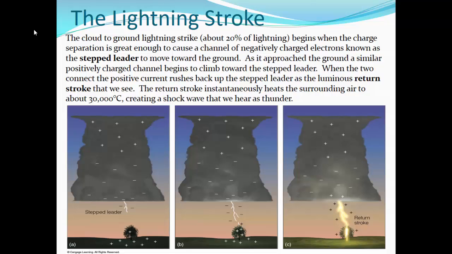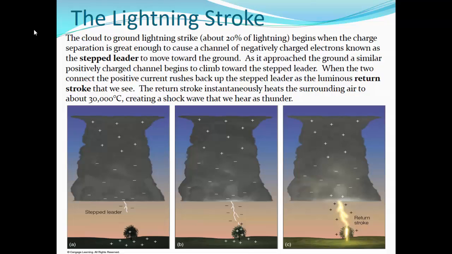And the reason why lightning is forked and it looks so tortuous is because it doesn't know where it's going. It's just reaching out for that positive, and it sort of darts back and forth. As it approaches the ground, a similar positively charged channel begins to climb toward the step leader, and that's coming up from the object on the ground. When the two connect, the positive current rushes back up the step leader, and the luminous return stroke is what we see. So again, the charge potential is highest where it's positive, so the positive goes towards the negative, and that's what lights up the lightning channel, and that's what you see.